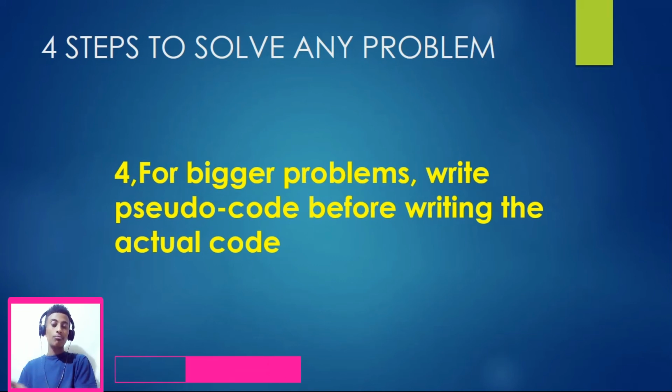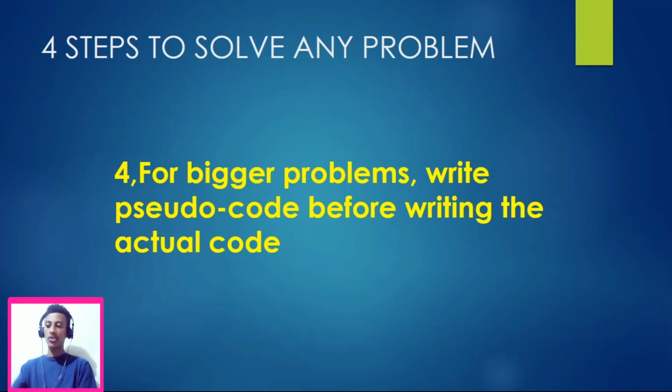The fourth step is for bigger problems: write pseudocode before writing the actual code. Pseudocode is not real code. It is like plain English words, to write out your code in a pseudocode way.